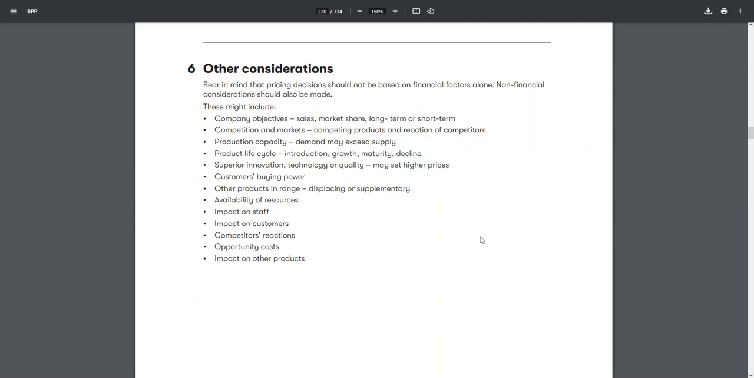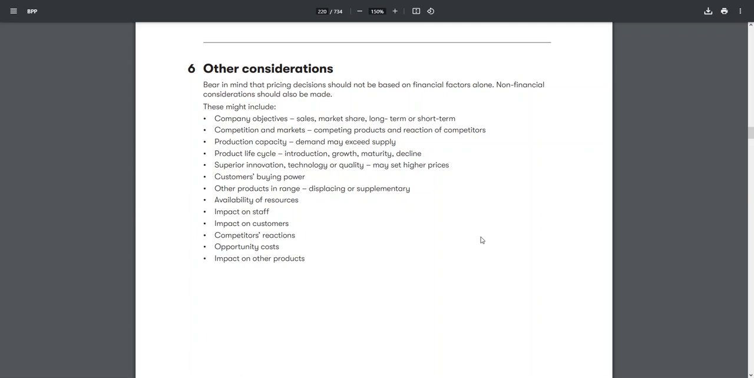Competition in markets. So we have to look at the competition in the market as well, what the competitors are doing, what products they are selling, what price they are charging. Production capacity. If we charge a lower price for a product, then the demand for that will increase. And when demand increases, do we actually meet that demand or not? If we decrease price, demand increases, and we're not able to meet the demand, then it will negatively affect the reputation of the company.